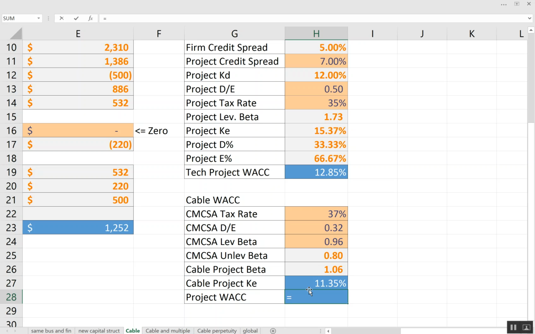And then I can calculate the WACC: my cost of equity times my weight of equity, which we already calculated here, plus, assuming this is still my cost of debt of 12%, times my weight in debt times 1 minus the project's tax rate. So I get a 10.17% WACC for an investment in cable using that particular capital structure.